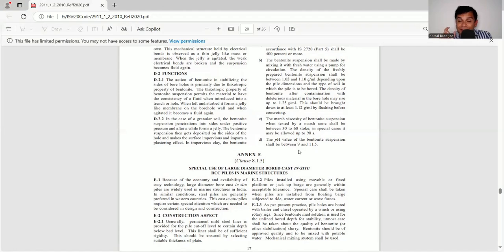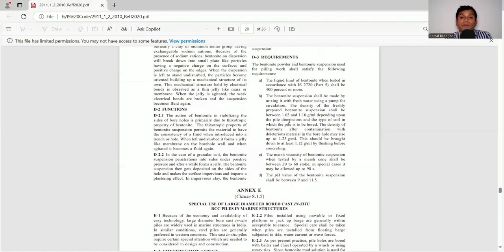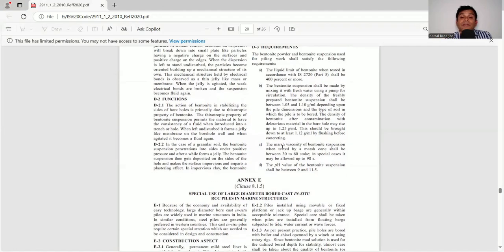Liquid limit, specific gravity, viscosity, and the pH. These four criteria you need to satisfy whenever you are selecting bentonite for your piling work. So these are about the bentonite slurry.